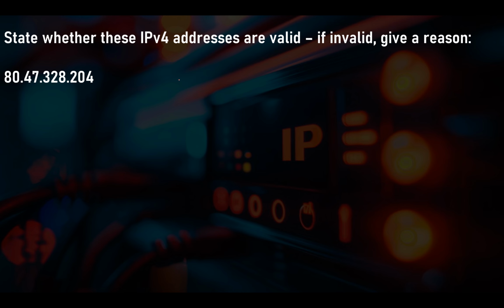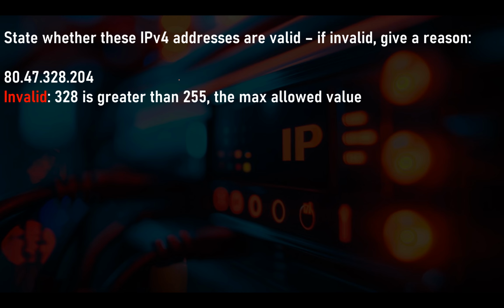Right, then we want to state whether these IPv4 addresses are valid, and if invalid, give a reason. Again, this is also a typical exam question. So the first one, if we remember, the range is 0 to 255 for each group, but here there's a 328. So invalid, because 328 is greater than 255, which is the maximum allowed value for each group.